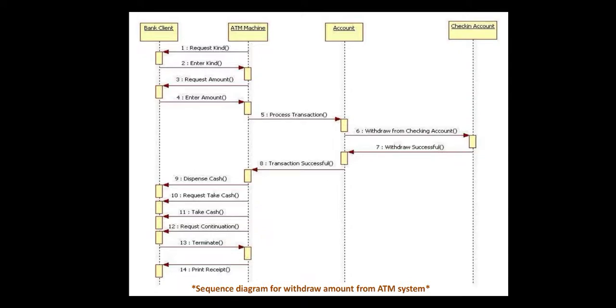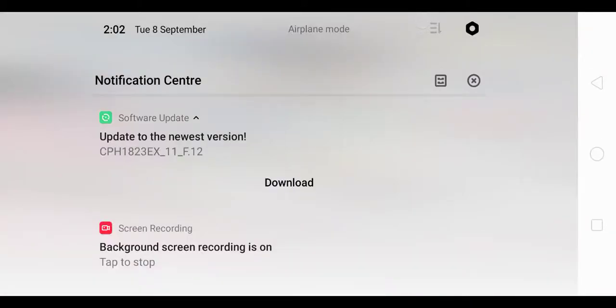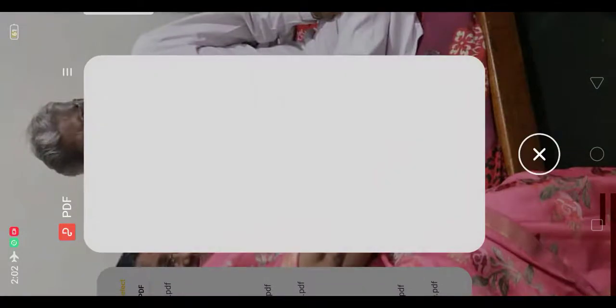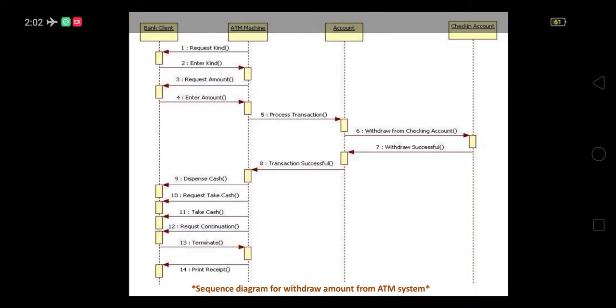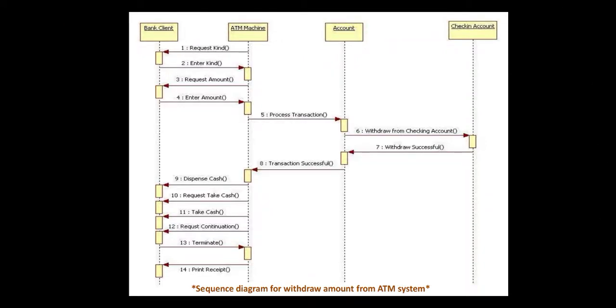Here we are taking one example of the ATM system in which we are drawing the sequence diagram for withdrawing an amount. While drawing the sequence diagram, we need to identify the different types of objects, that means between which objects the communication takes place. So for withdrawing an amount we require the bank client, the ATM machine, then the account and the checking account.